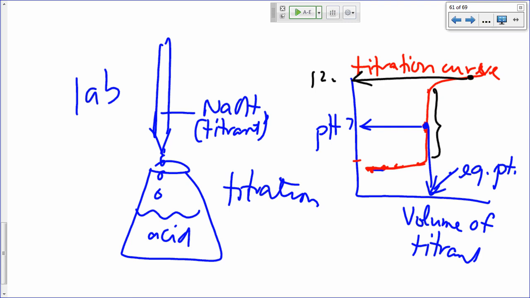Okay? Now what you can also do is add something that would change color when the pH changes by this much. In the lab, it's called an indicator. And a typical indicator we use in the lab is called phenolphthalein. Okay? And phenolphthalein changes from colorless below pH 7 to pink above. Actually, it changes at around 9. Okay, but this one is a big jump in pH from around pH 7. So that's called a titration curve.